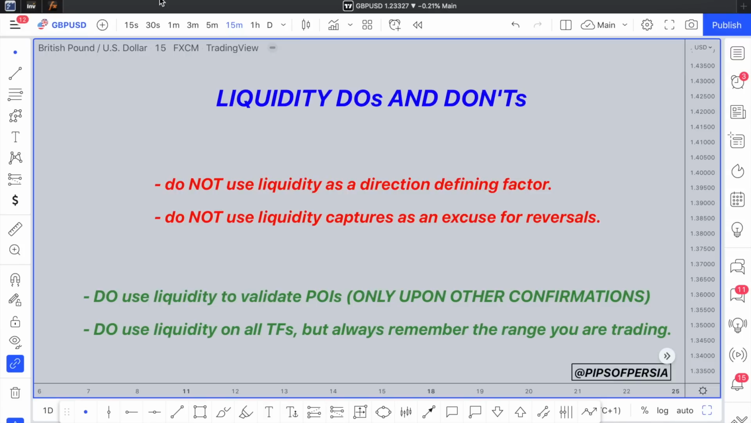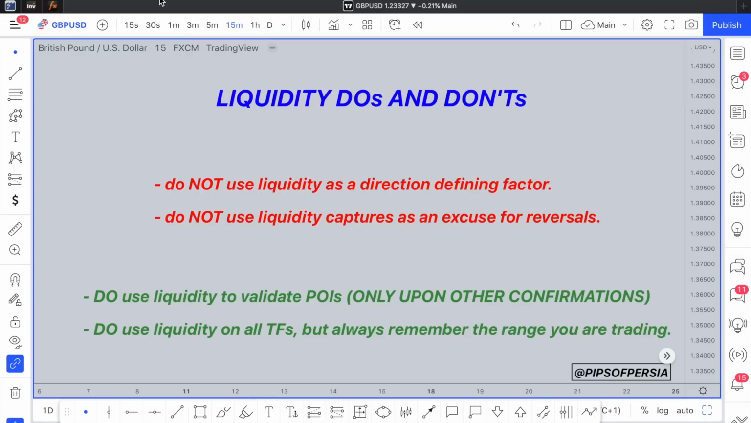You will see the market create liquidity above or below a point of interest, depending on whether it's a supply or a demand zone. And the reason for that is to entice traders to get in a bit earlier. Then upon their manipulation and rejection of that zone of supply or demand, the institutions can get in their own positions. So a lot of the times we like to use liquidity to validate our points of interest, again, as long as we have other confirmations.